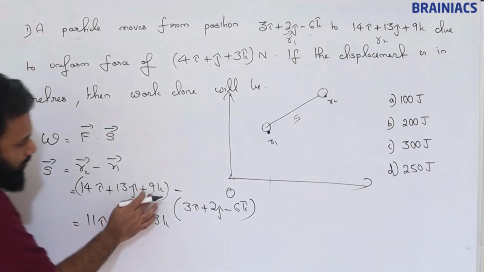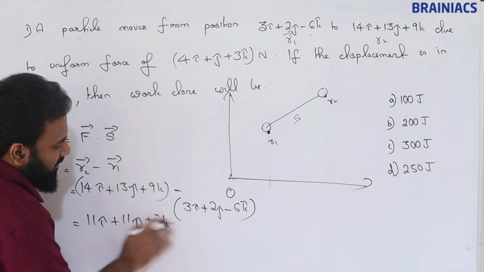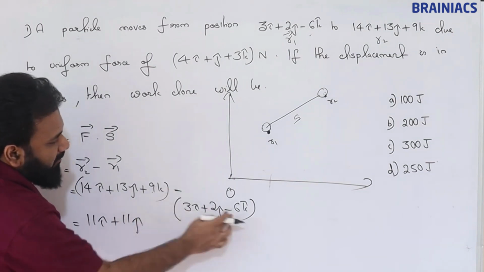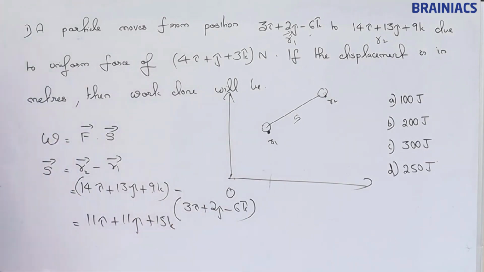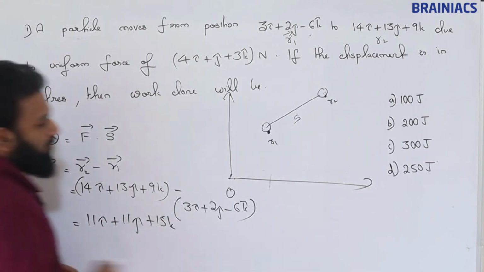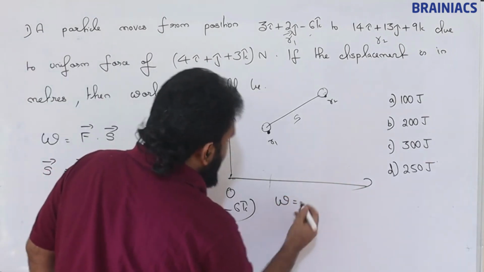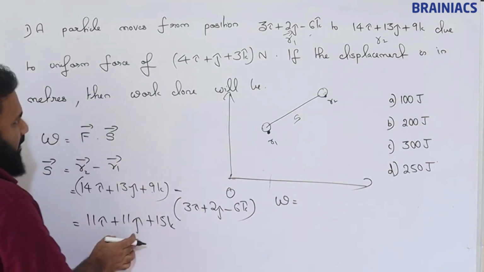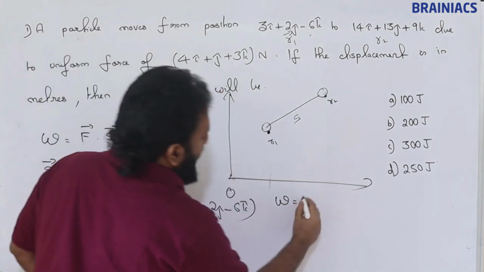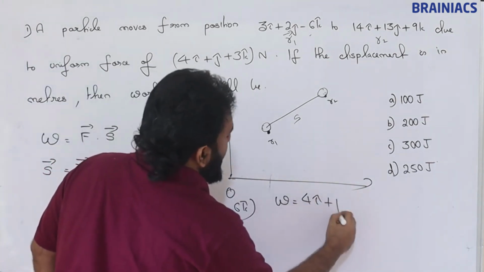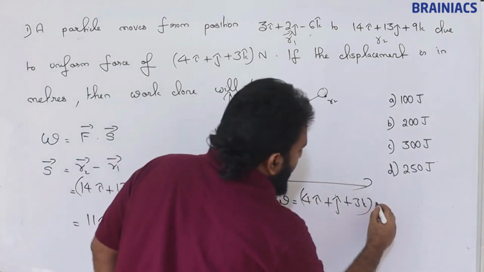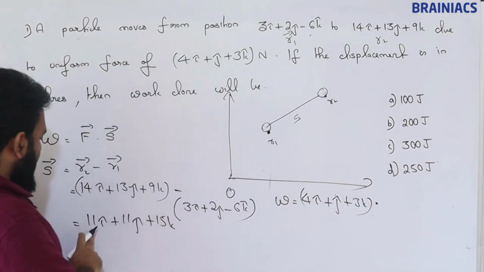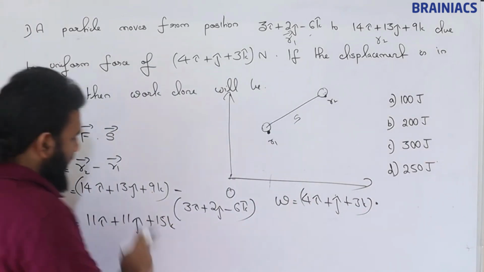I'm sorry, here 9k minus 6k. So minus of minus will become plus, we will be getting 15k. Okay, fine. So this is the displacement. Now what is work done? Work done is equal to force dot this vector. So force is given, 4i plus j plus 3k, dot 11i plus 11j plus 15k.